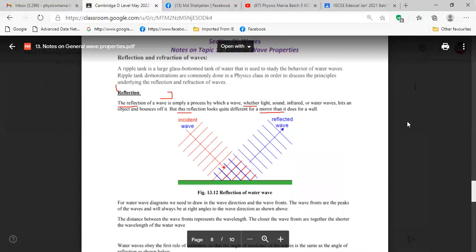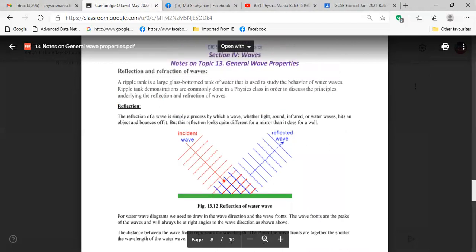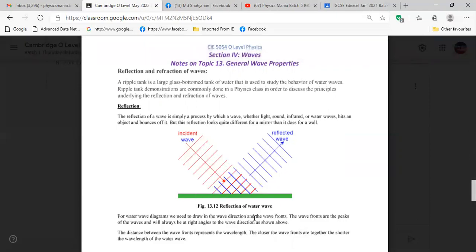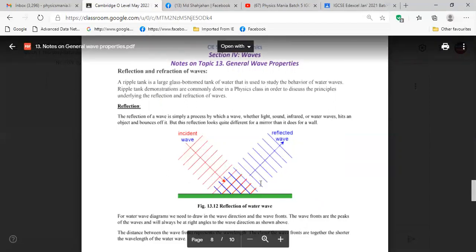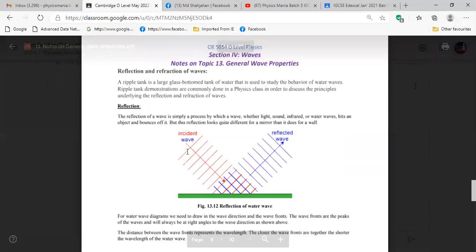Okay, so you already have ideas about reflection. This reflection we are now having for water waves. Try to understand it. You are seeing one diagram, right? That is showing you red color and blue color. This green one is the surface from where the water wave is reflecting back, and the incident wave is shown by these parallel lines.